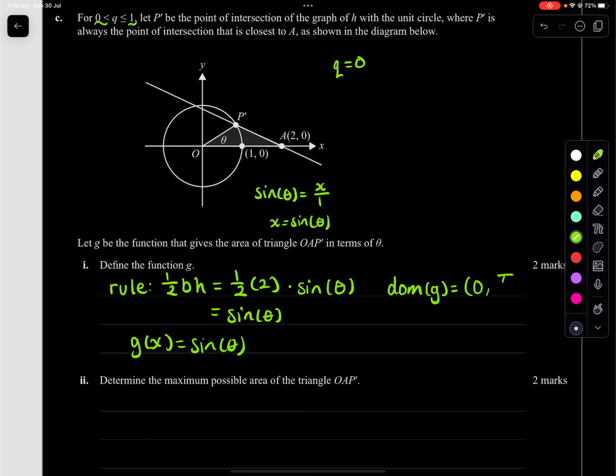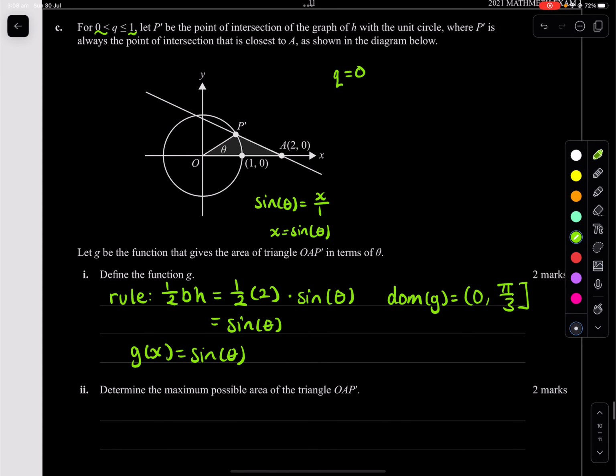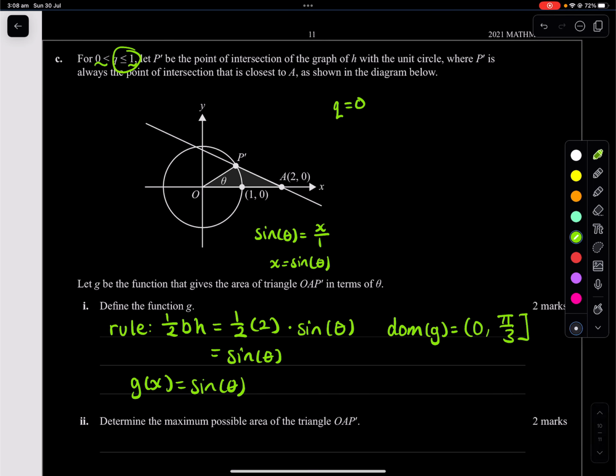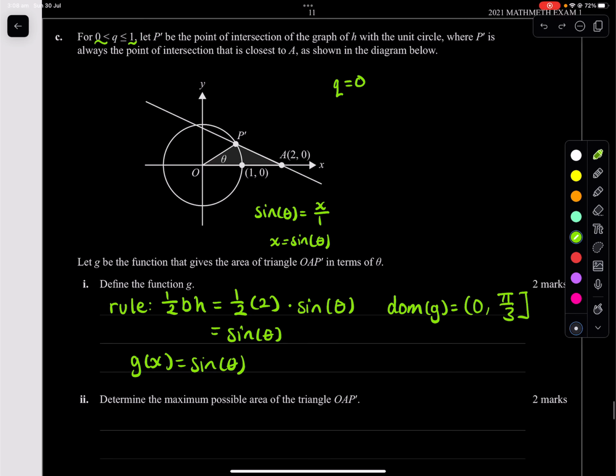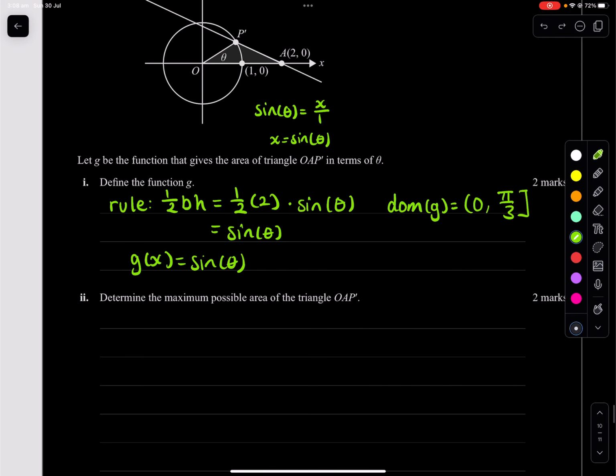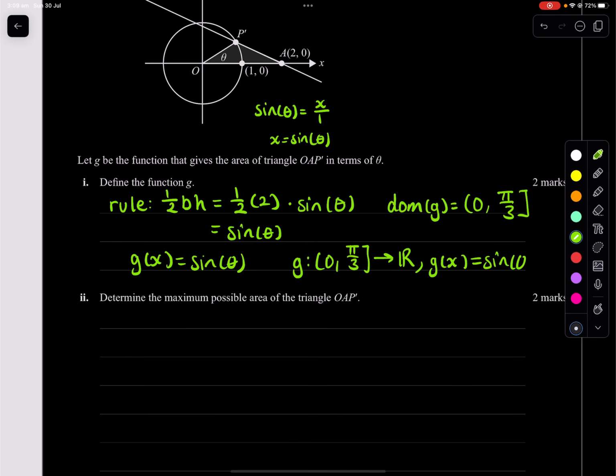So pi over 3, is it included or excluded? Here they tell you it's included. So to define it, you would just say g is from 0 to pi on 3, close bracket, goes to all reals, g of x is equal to sine theta.